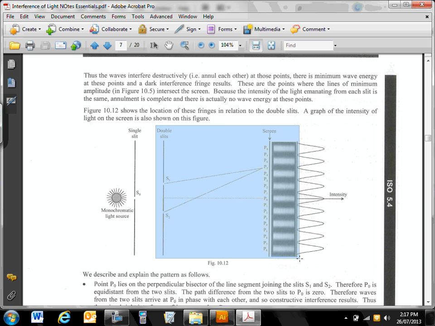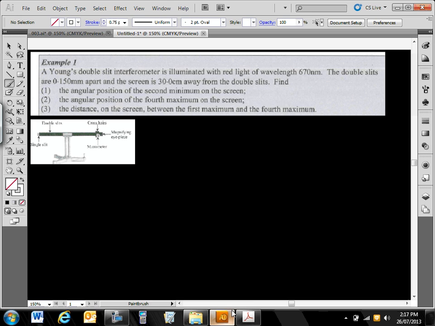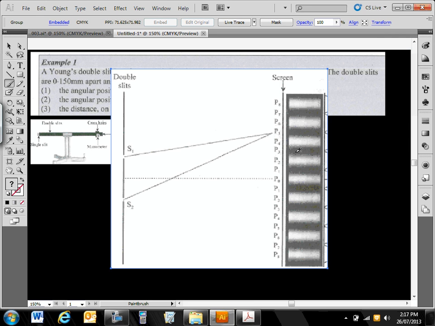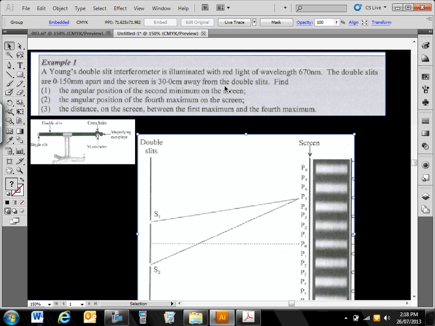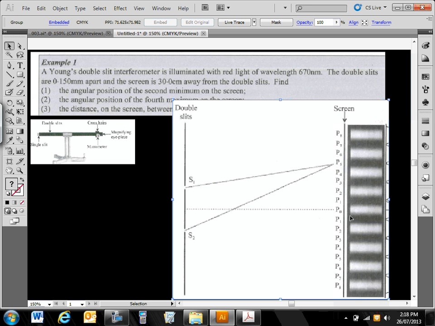Just take that part of it. What are we talking about when we talk about the second minimum? Well, there's the central maximum. Let's go down this time. First minimum, that's the center of the first minimum. First maximum, second minimum. That's the center of the second minimum there.